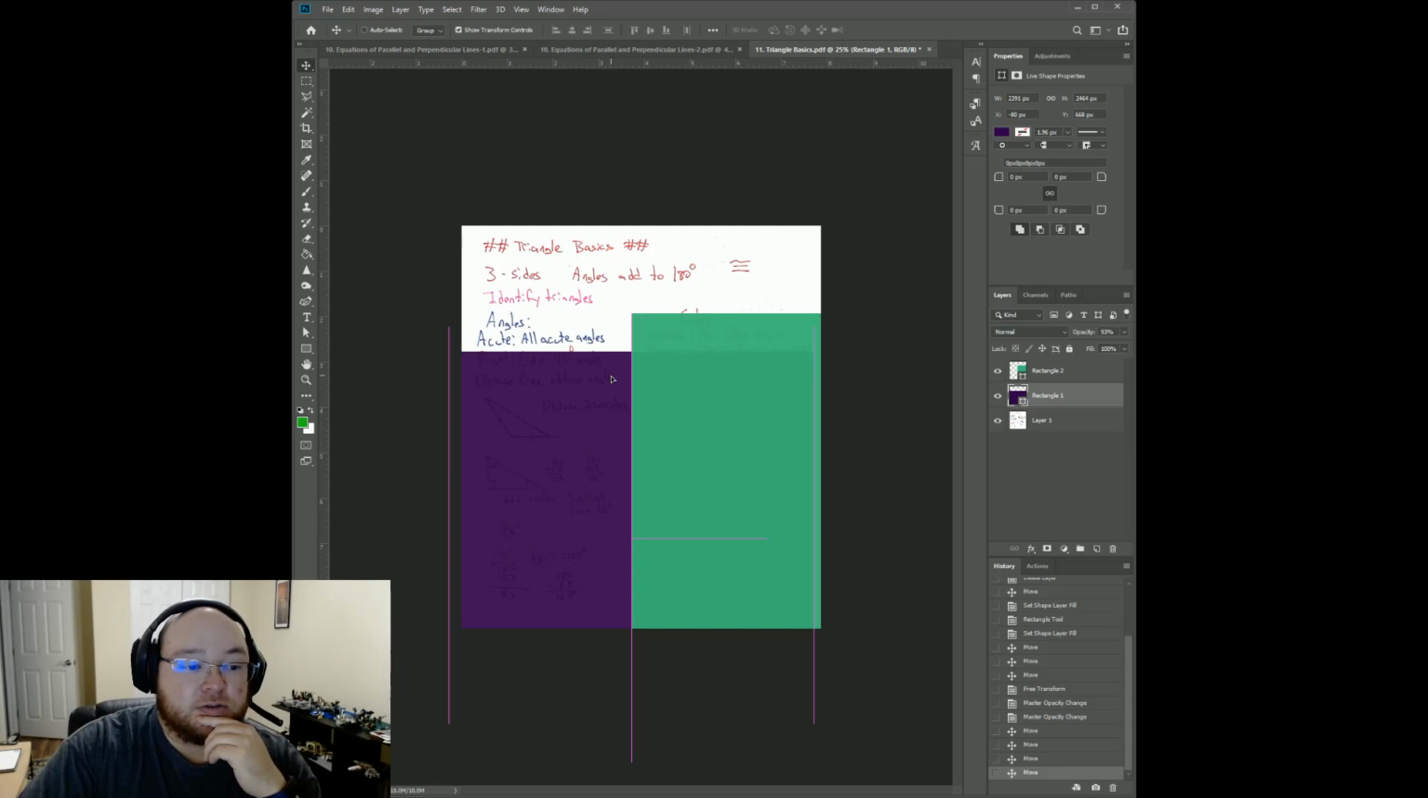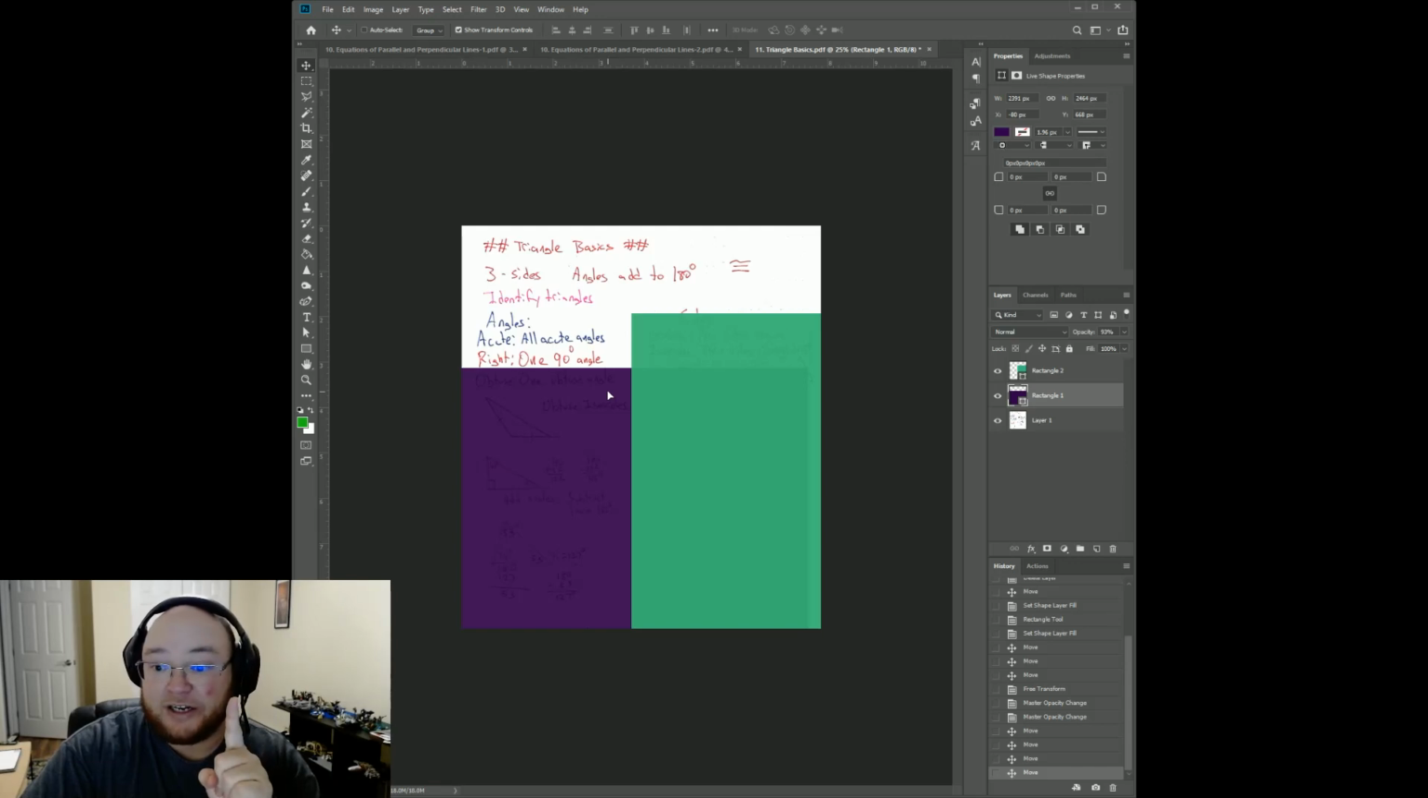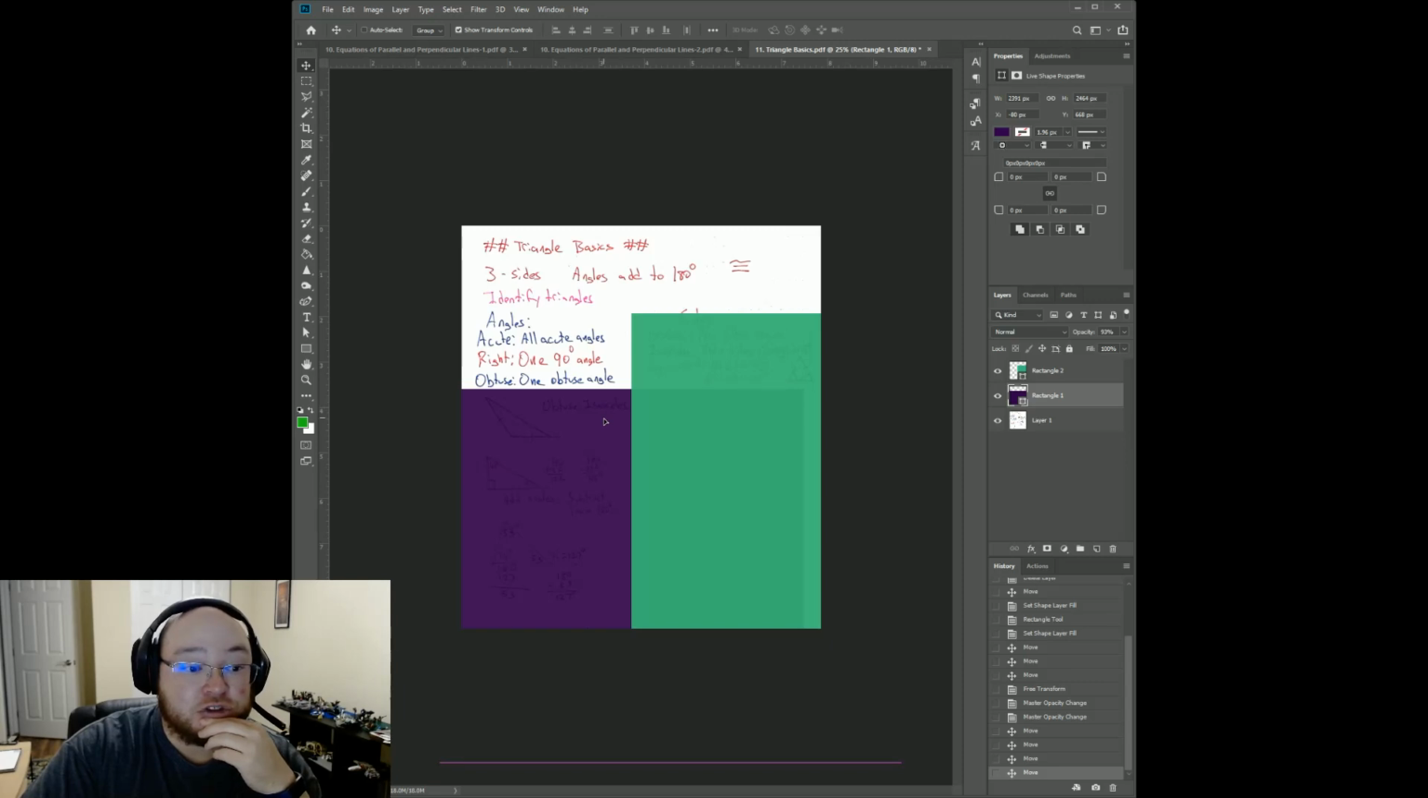Acute, which means all acute angles, all of them less than 90. It's a right triangle if it has one 90-degree angle. It can't have more than one because 90 plus 90 is 180, and then the last angle would be 0 degrees, which is impossible. And an obtuse triangle means it has one obtuse angle, which is one angle that's bigger than 90.